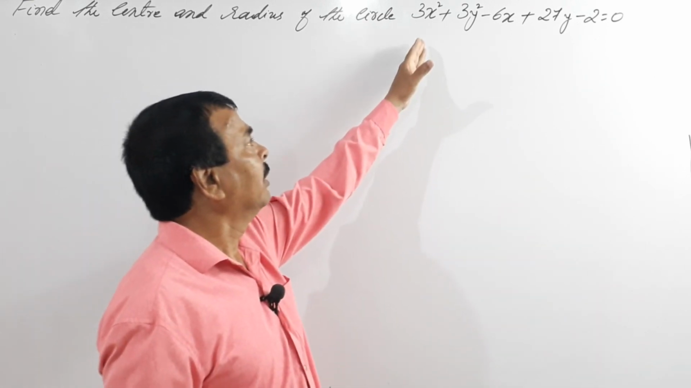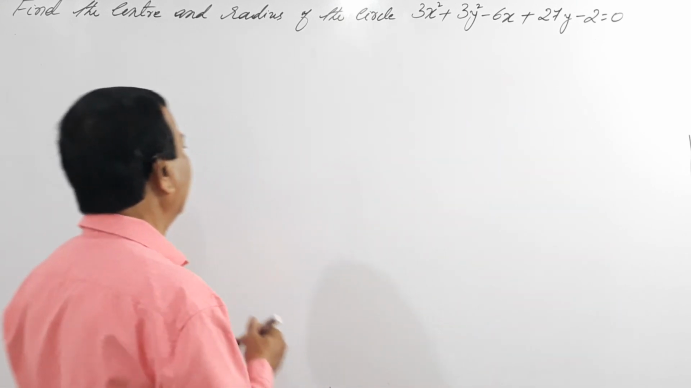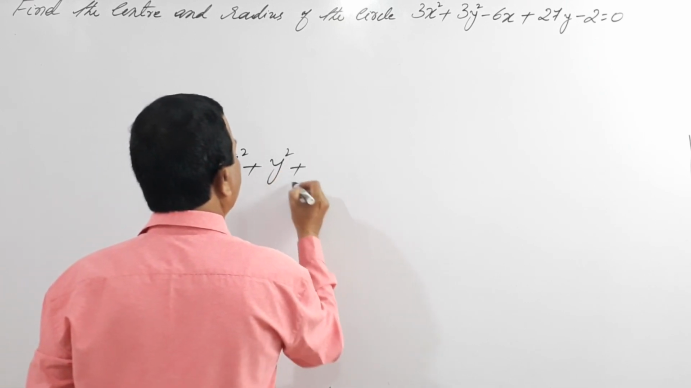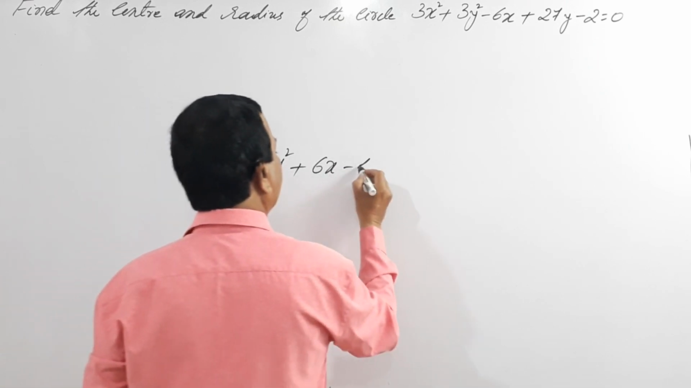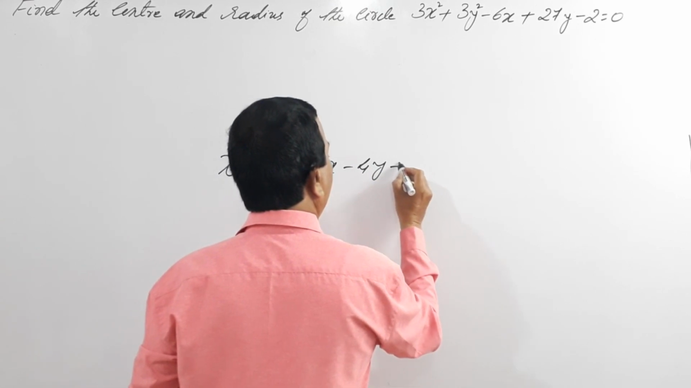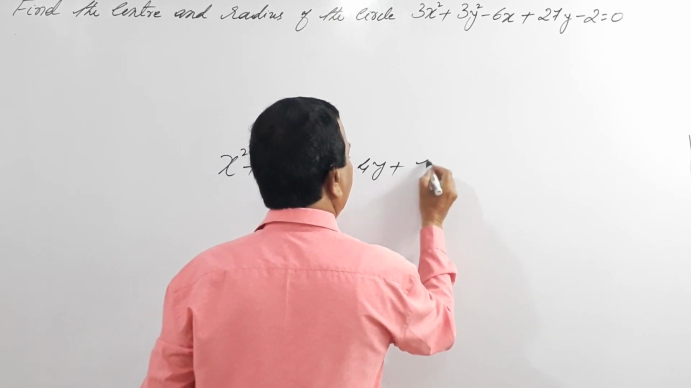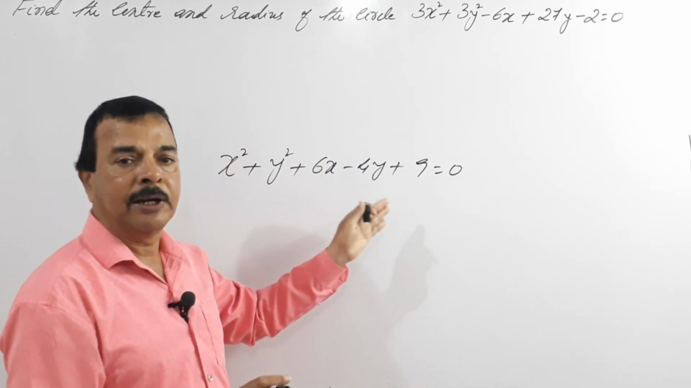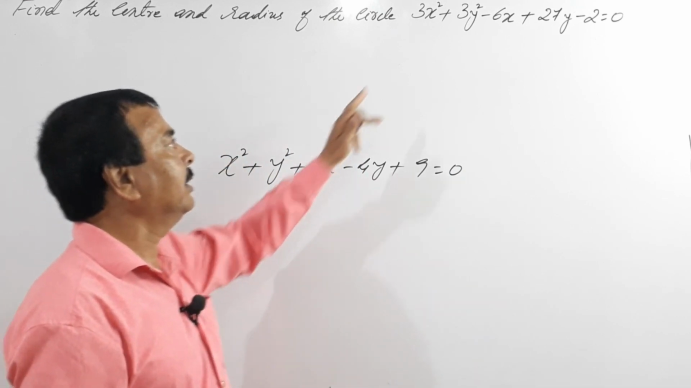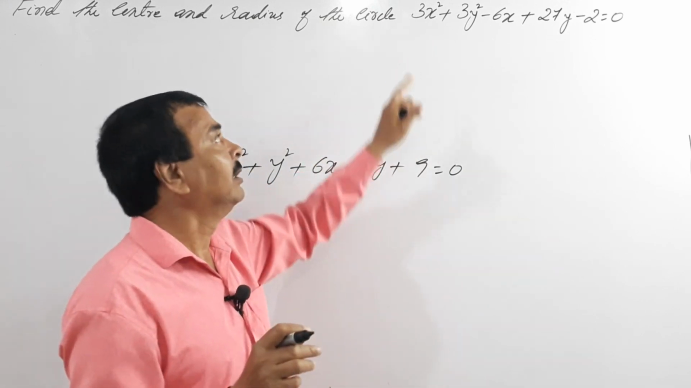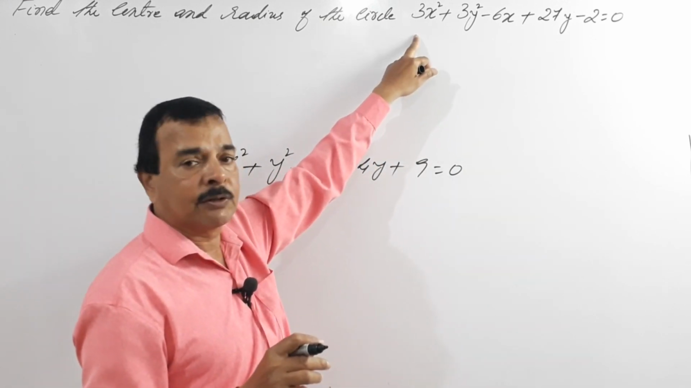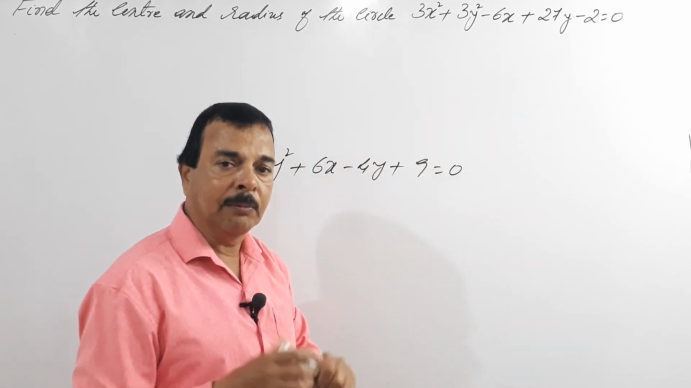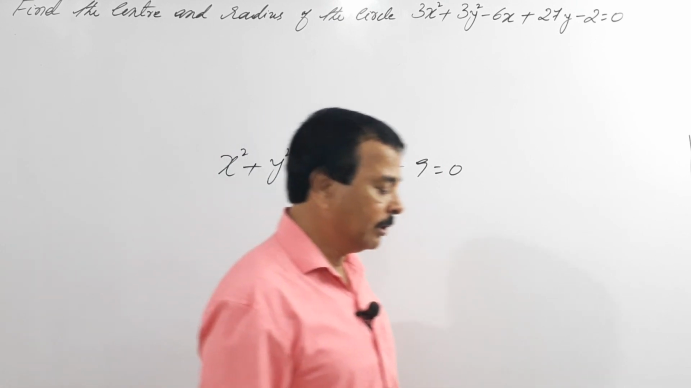Normally they won't give you 3x square plus 3y square. Usually they will give something like x square plus y square plus 6x minus 4y plus or minus some 9 equals to 0, some value like this, and you are supposed to find the radius and the center. But here he has made it a little complicated by giving the coefficient of x square as 3 and the coefficient of y square as 3. But it is very simple and I am going to teach you this.